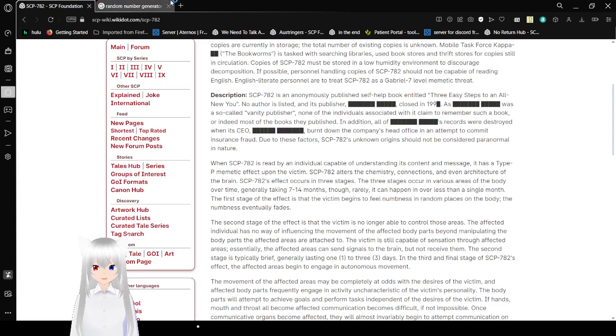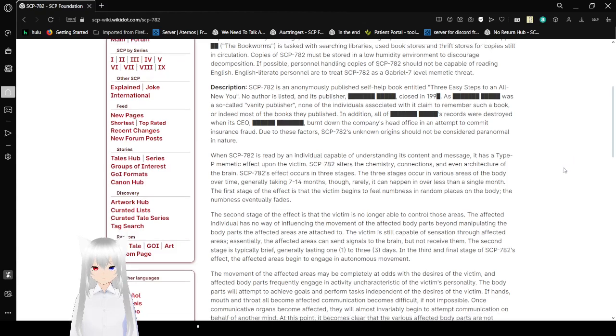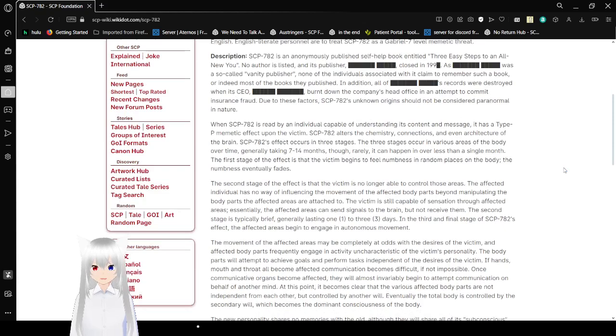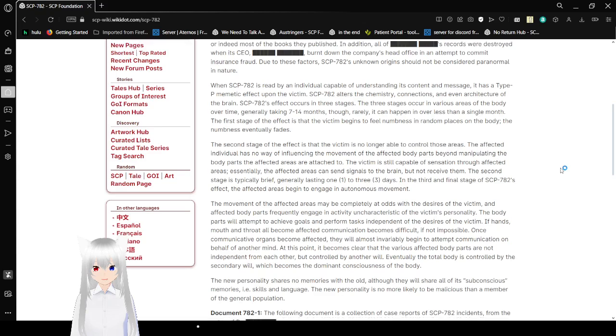Description: SCP-782 is an anonymously republished self-help book entitled Three Easy Steps to an All-New You. No author is listed, and its publisher, [redacted], closed in 1990. As [redacted] was a so-called vanity publisher, none of the individuals associated with it remembered such a book, or indeed most of the books they published. In addition, all of the company's records were destroyed, and its CEO, Bob, burnt down the company's head office in an attempt to commit insurance fraud. Due to these factors, SCP-782's unknown origin should not be considered paranormal in nature.